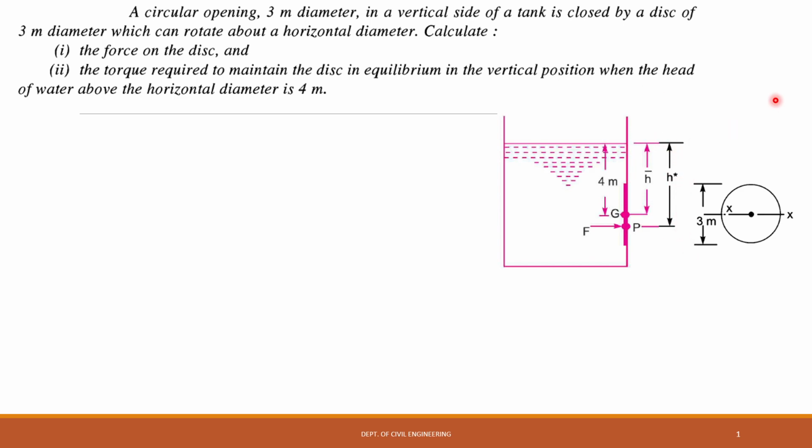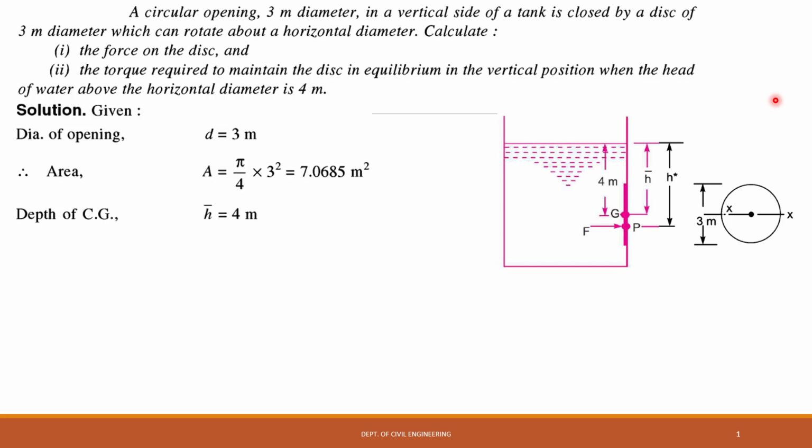Now we will see the solution. So these are the data given. Opening diameter D is equal to 3 meters. Area is pi by 4 into D square. So you'll be getting the area, and H bar, as I told you, is the depth of CG from the free surface.